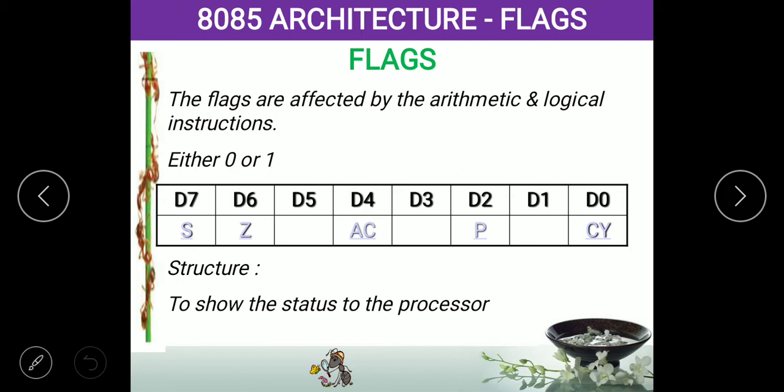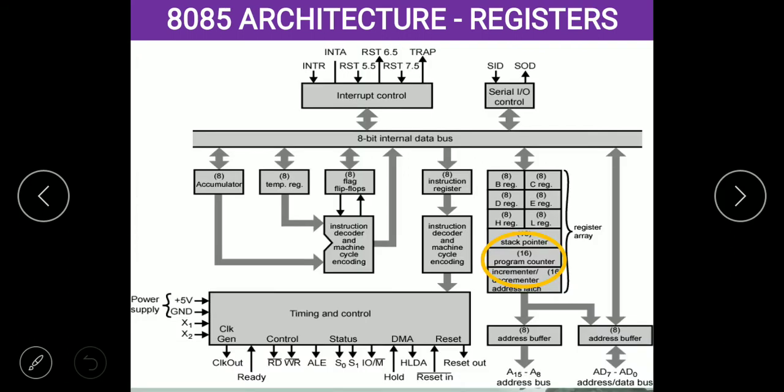Okay, and the last flag is called the carry flag. We use it to tell the processor there is some carry, so you have to add that carry value to the result. For that we are using the last flag, carry. And there are the remaining three flags, D1, D3 and D5, which are called dummy flags. None of the status will be there in these flags.